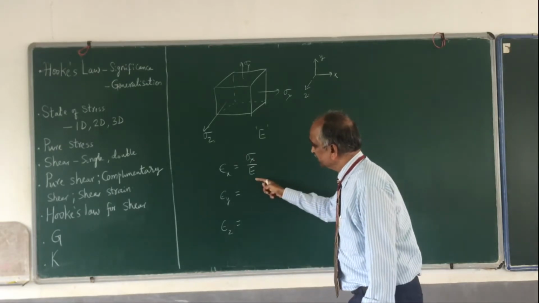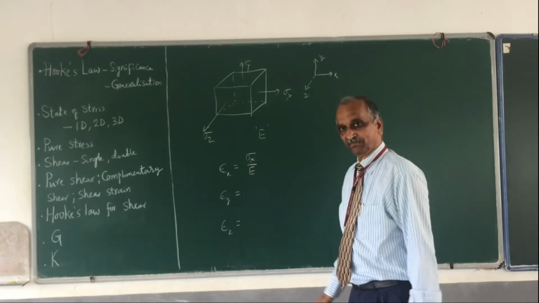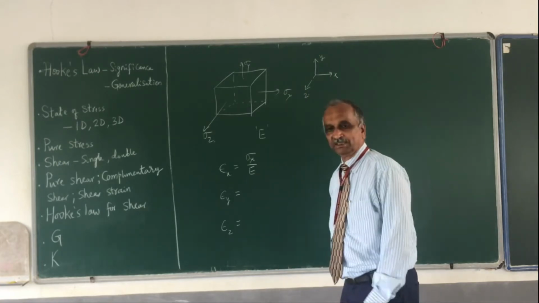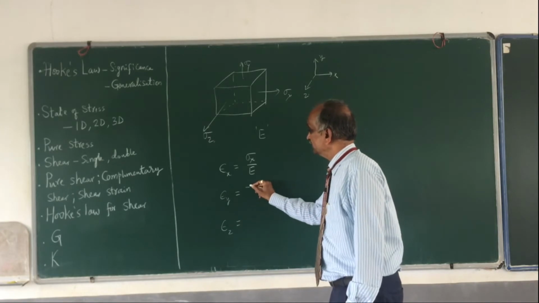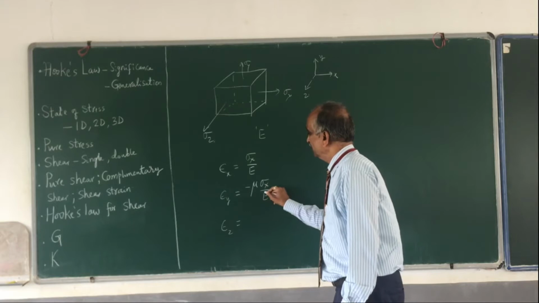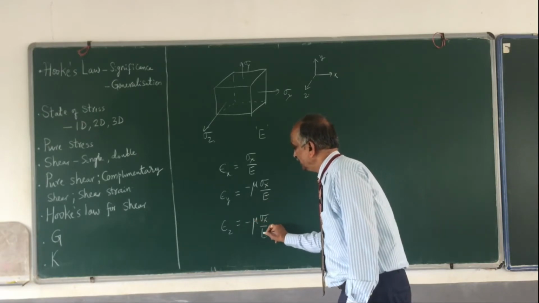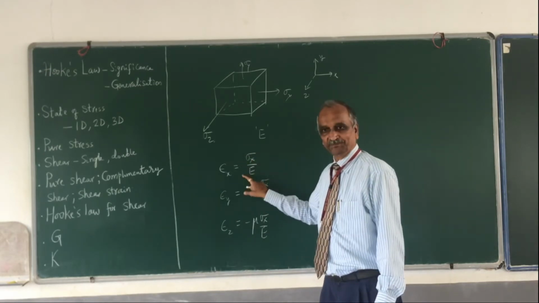Please remember, this is the strain along the x-axis. This is longitudinal. And the strain due to sigma x in the y direction, what is that? That happens to be a lateral strain, and this is minus mu into sigma x by E, and similarly this is minus mu into sigma x by E. So how did I write this? This is using purely Hooke's law.